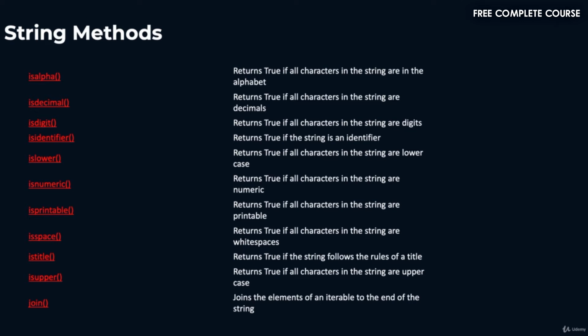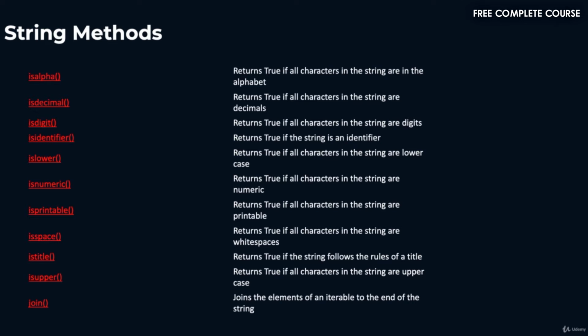Okay, then we have isalpha, which returns true if all characters in the string are in the alphabet. Isdecimal returns true if all characters in the string are decimals. Isdigit returns true if all characters in the string are digits. Isidentifier returns true if the string is an identifier. Islower returns true if all characters in the string are lowercase. Isnumeric returns true if all characters in the string are numeric.